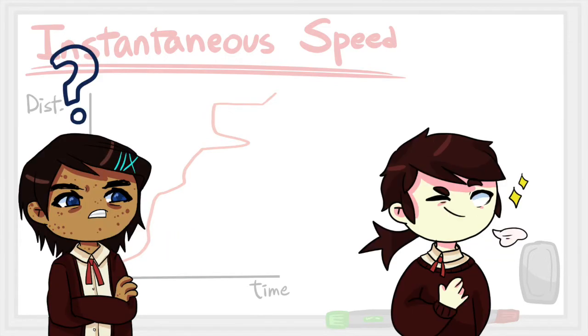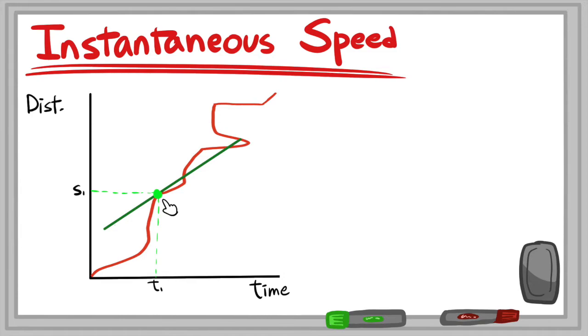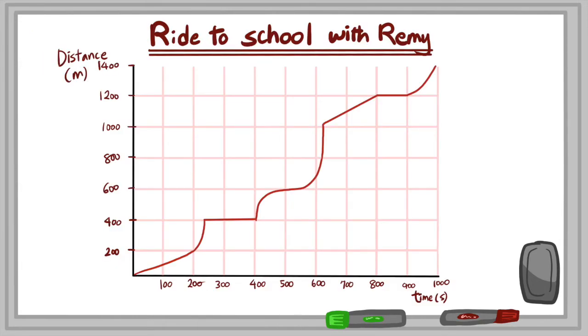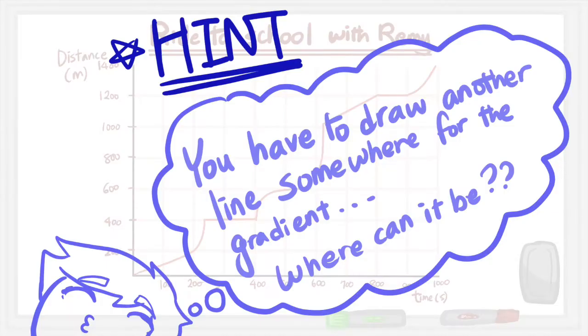What? Moving on swiftly. The instantaneous speed is also the gradient of our graph at that instant in the moment. This means the speed at a particular point on the graph. Now for the calculation. Find the instantaneous speed of Remy's bike at 600 seconds. Pause this video now and try it out.